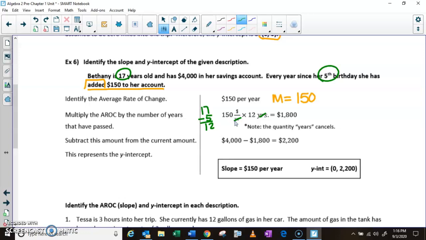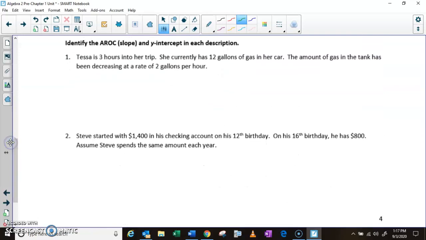So now to work backwards to find out how much money was starting in the account. We have $4,000 in the account currently. We have increased the account by $1,800. So when I subtract those, that means there was originally $2,200 in her account. So my y-intercept, we started with $2,200. So my time element was 0, my original time, and we have $2,200. So 0, 2,200 for the y-intercept. So those are our 2 examples. It would be a good idea to pause the video and try the 2 examples on the bottom on your own.